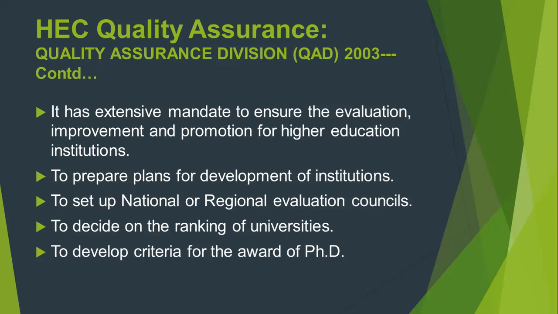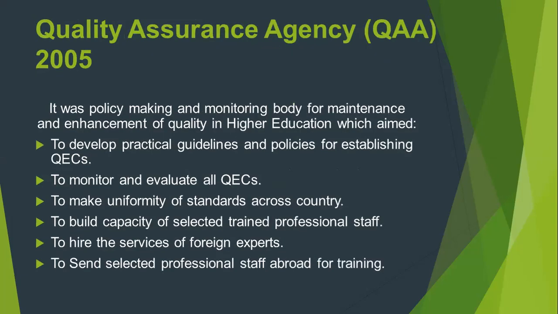So working groups were established and the people had to prepare some working papers to submit to finalize all these components towards assurance of quality in higher education under the Quality Assurance Division established at the Higher Education Commission, Islamabad, Pakistan. That was in 2003, Quality Assurance Division, but in 2005, a Quality Assurance Agency, QAA, was established.